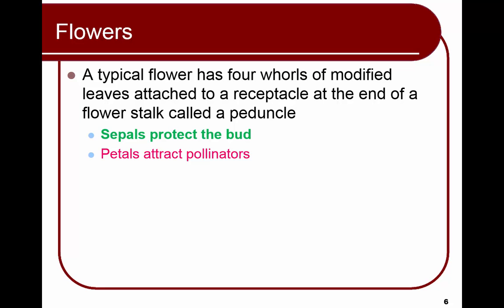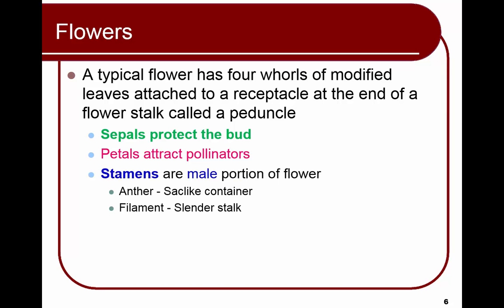And the petals are going to be colorful many times, and they attract pollinators. And all the petals together, we collectively call them the corolla. Now the stamens are the male parts of the flower. You've got the filament, which is the stalk, and on the tip of the filament is the anther, which is a sac-like container. And this is where the pollen grains develop from microspores that are produced here.